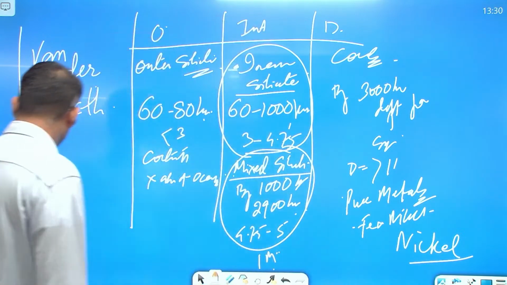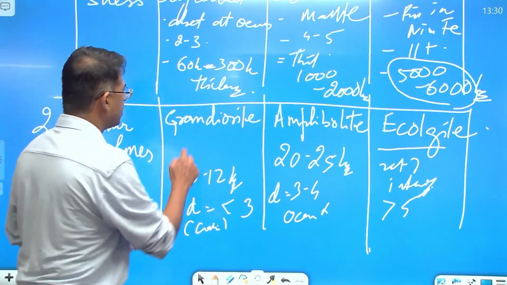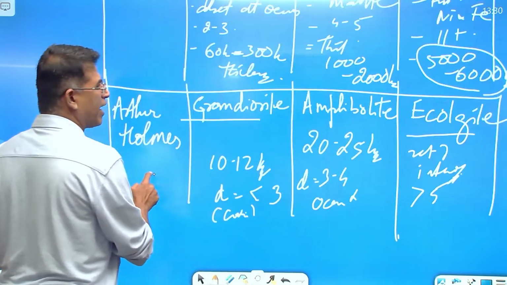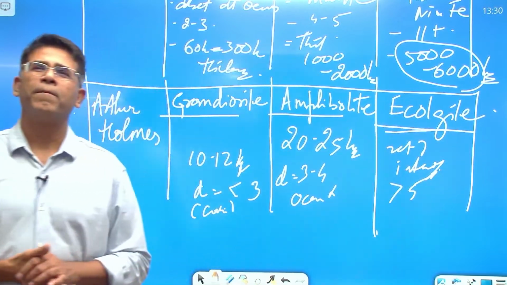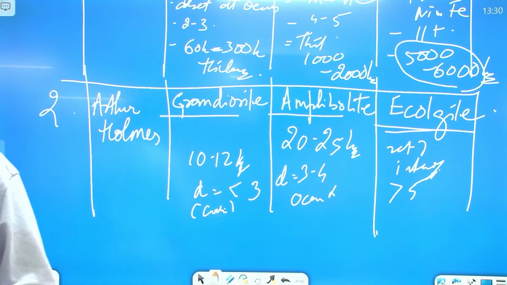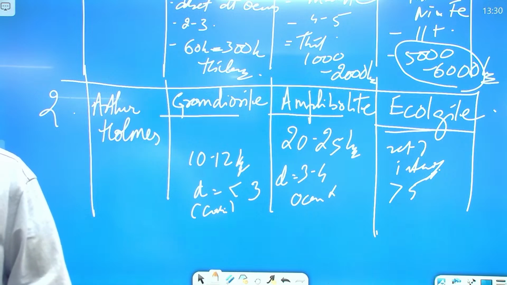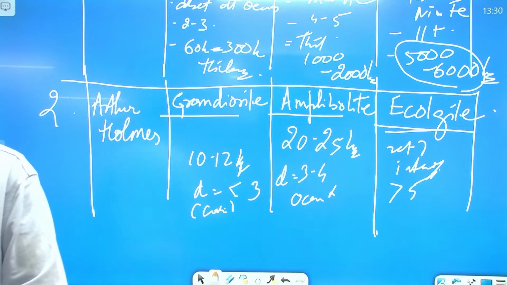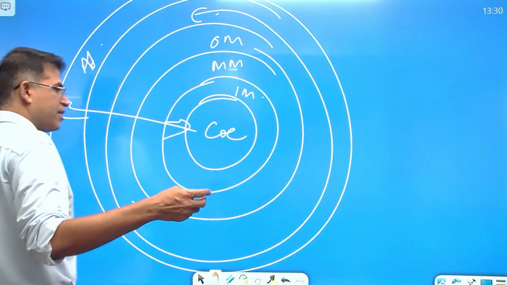The 3 layers of Holmes. Okay, Holmes talked about the layer called granodiorite, the layer called amphibolite, and the layer called eclogite. The outer layer is granodiorite, then the layer amphibolite, and then the layer eclogite. ठीक है? Okay.